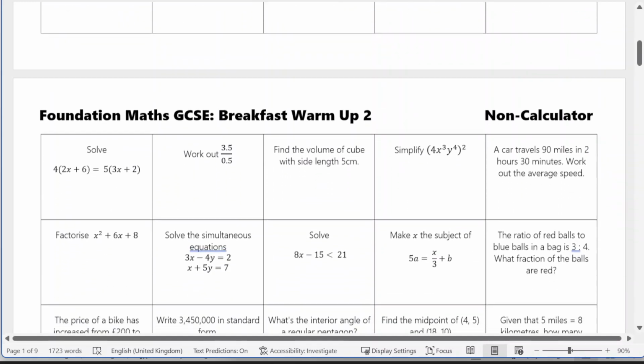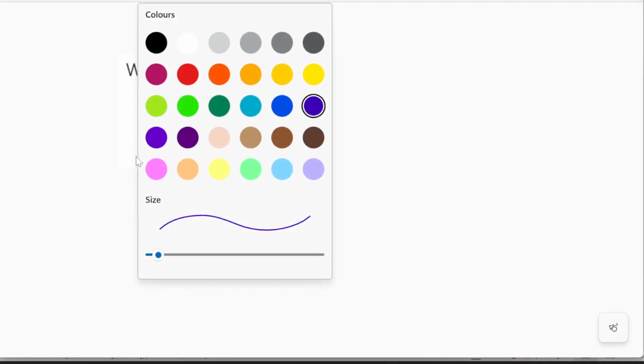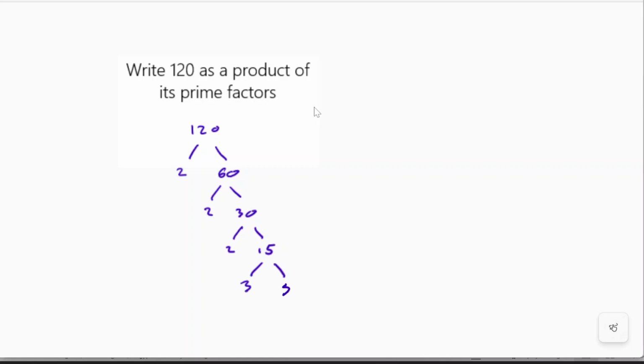I'm going to skip. No, I'm not. Okay, I've just taken this into a different program just so I can do my working on top of it. So I'm going to start with 120. I always take off my lowest prime number, so it's 60, which is 2 times 30, which is 2 times 15, which is 3 times 5. So to write that as a product of its prime factors, it's going to be 2 cubed times 3 times 5.